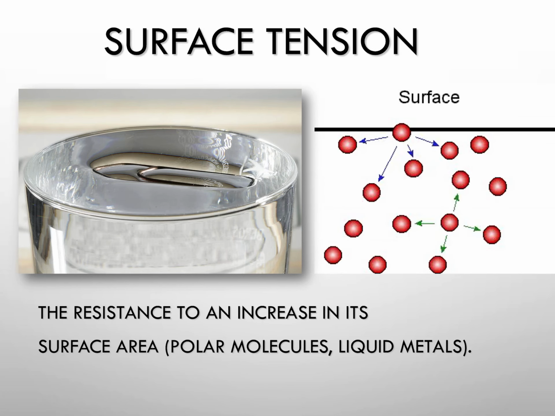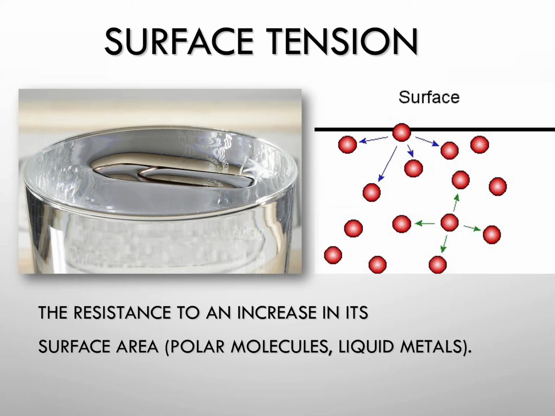Surface tension is the resistance to an increase in the surface area. And typically we see this with polar molecules, right? So they have dipole-dipole interactions, or even better, if they have hydrogen bonding. We will also see this with liquid metals. They have metallic bonding, which we're not going to cover much in this class, but it's another intermolecular force.